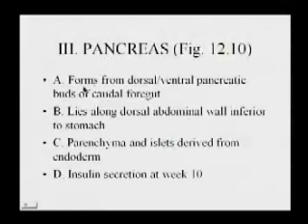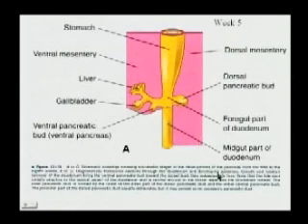So the pancreas forms from the dorsal and the ventral pancreatic buds of the caudal foregut. It lies along the dorsal abdominal wall inferior to the stomach. The parenchyma and the islets are derived from the endoderm, so we know the stroma is going to be developed from the mesenchyme in this area, and insulin secretion will begin at week 10.